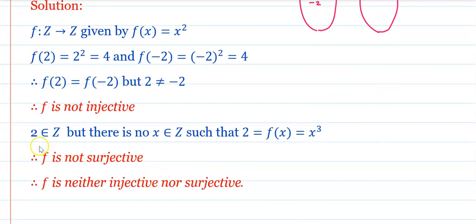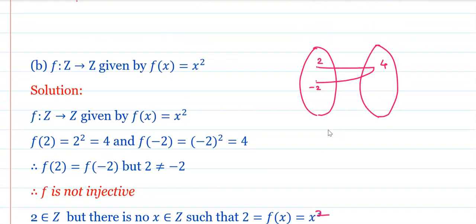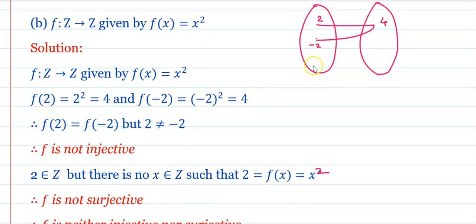Okay. Next, 2 belongs to Z, but there is no x belongs to Z such that 2 is equal to f of x is equal to x square. पुन्हा आपण इथे कुठला एक एलिमेंट कन्सिडर करणार, that is this 2 belongs to Z. आता इथे suppose that here 2. मग ही 2 इमेज कोणाची असेल? The image of the 2 must be, here must be the root 2.